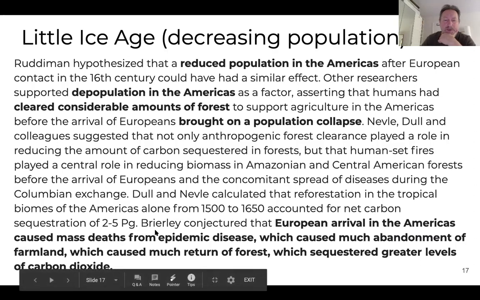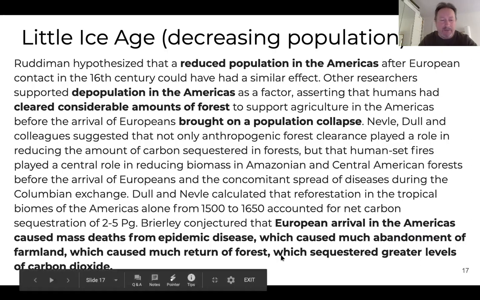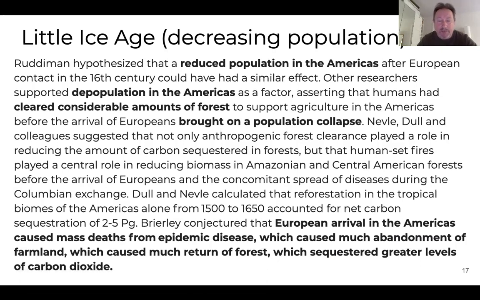Pg. Brierley conjectured that European arrival in the Americas caused mass deaths from epidemic disease, which caused much abandonment of farmland, which caused much return of forest, which sequestered greater levels of carbon dioxide. That means that the sequence of events is rather complicated, but this is determinism.